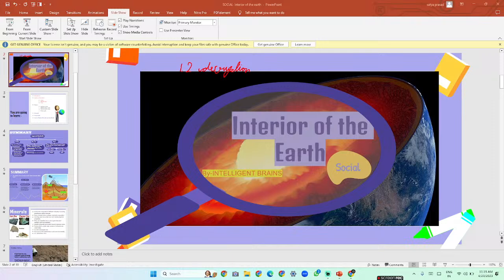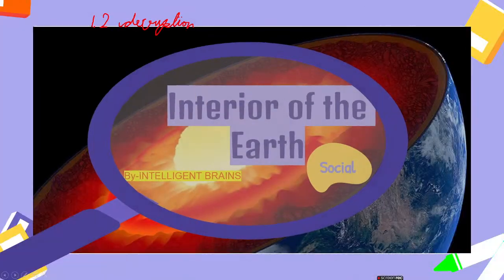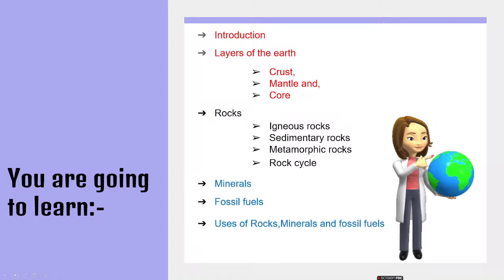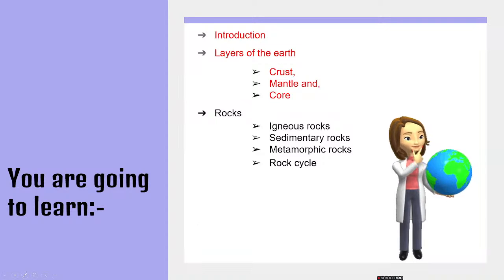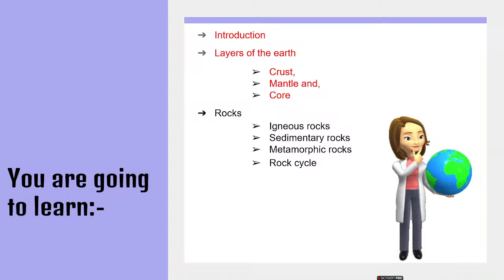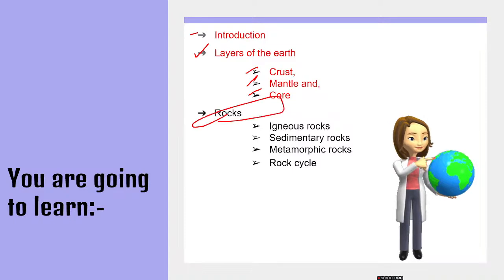Okay, so in the previous video we covered the introduction, meaning we learned what the earth is. It is a spherical planet where life is possible to exist, and we have already completed the layers of the earth. They are crust, mantle and core, and we have covered the topic of rocks.